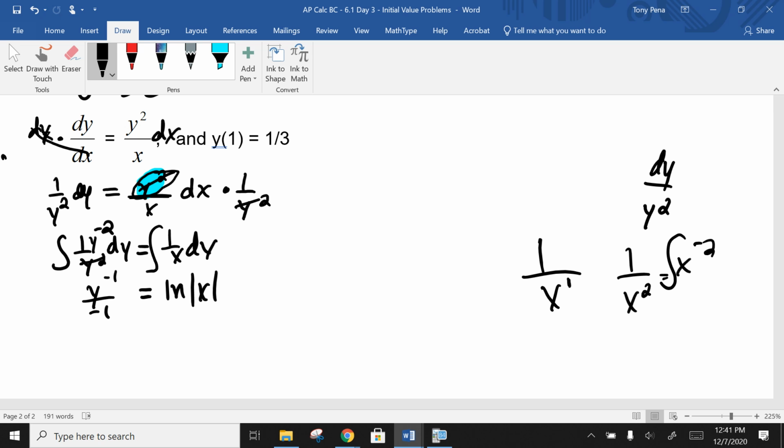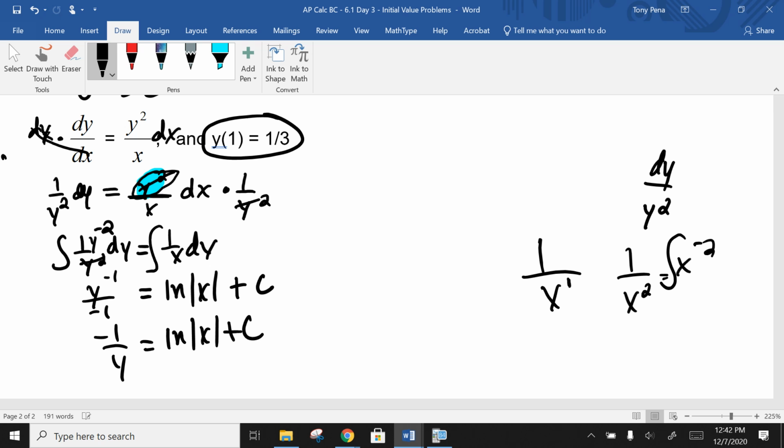And then another pitfall that I saw, we need to make sure that we remember our plus c when we do our antiderivative. So that has to be there. That's the whole point in you getting this information here. We're going to use that to figure out what our c is. I'm going to simplify this, so it's really a negative 1 over y, and then that equals the natural log absolute value of x, and then plus our constant.